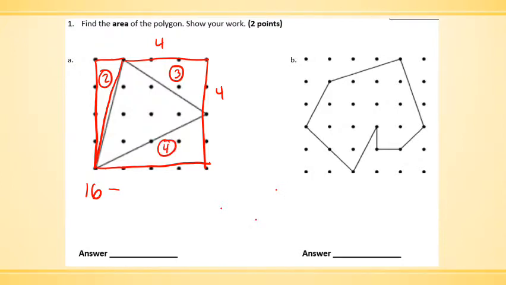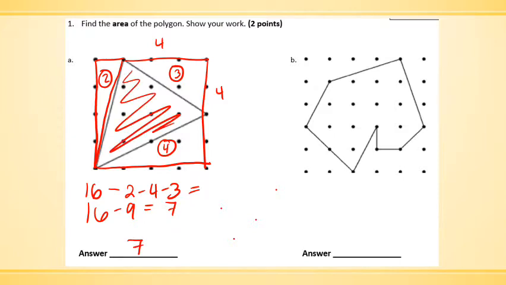So 16 minus 2 minus 4 minus 3, which is the same as 16 minus 9, which would give me 7. So my answer should be 7 units. Again, that's the area of this whole triangle inside. For B, you could have done either strategy, subtraction or adding all of the pieces inside.